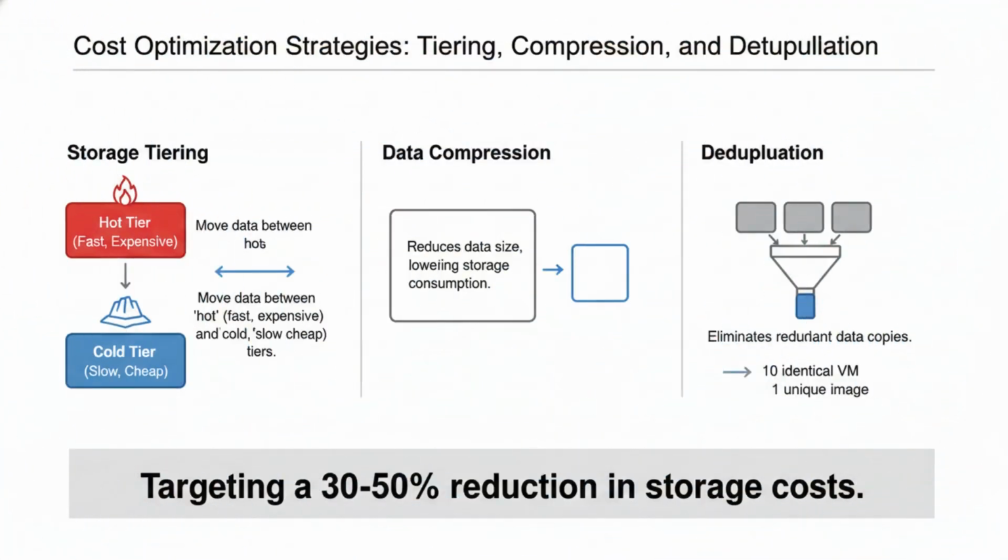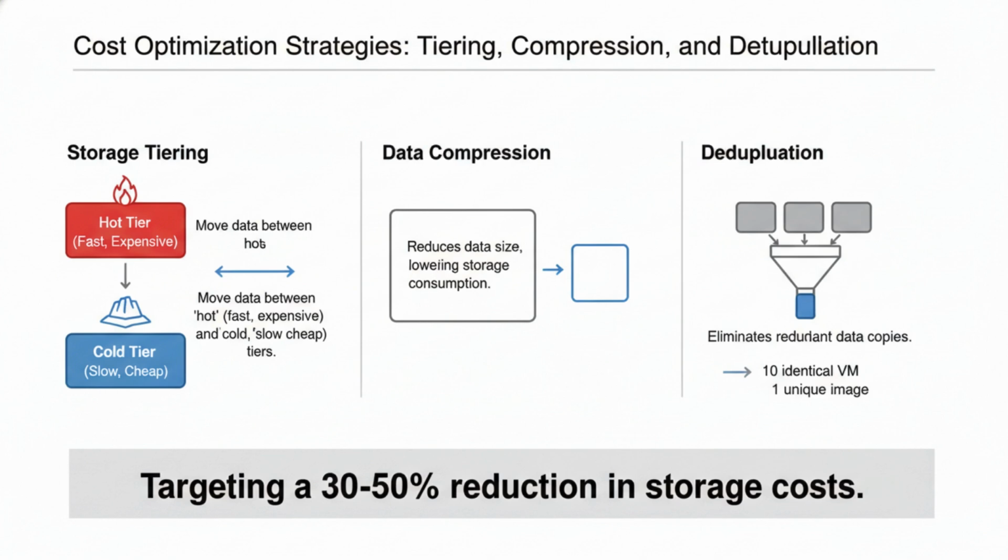Optimizing costs involves intelligently managing data lifecycle and characteristics. Storage tiering is crucial, moving data between hot, frequently accessed, high performance, and cold, infrequently accessed, low cost, tiers based on access patterns. This can lead to significant savings. Data compression reduces the physical size of data, directly lowering storage consumption. Many modern storage systems offer this transparently.